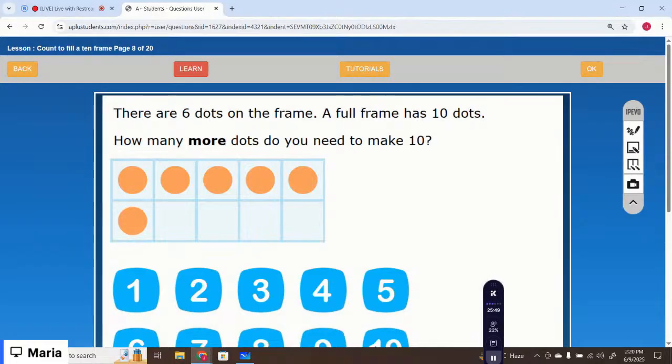Okay, you can complete the lesson directly. Let me just move to the next lesson.